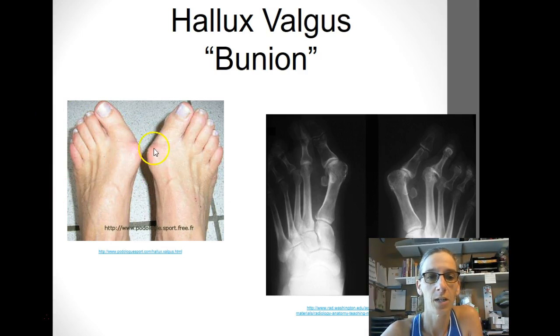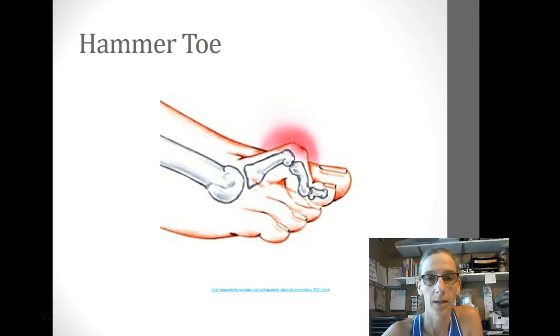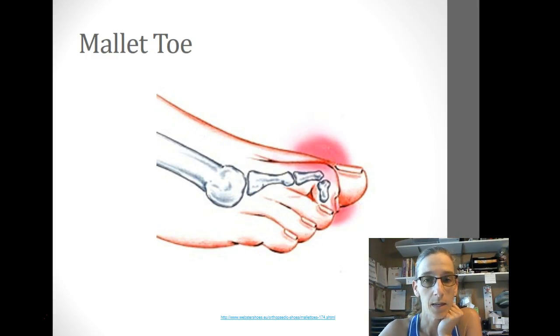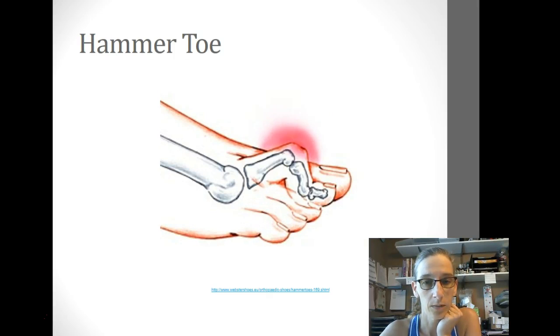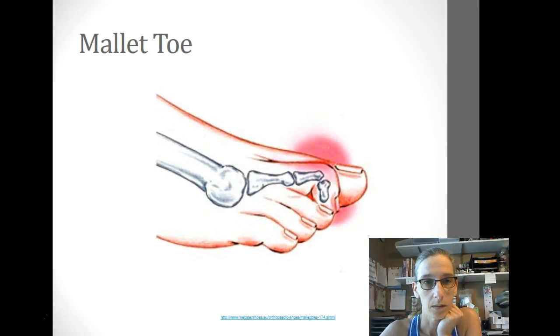So, here's your bunion on your big toe. All right, and here's a picture of it. Here's your hammer toe. Okay, and you can see how this could be uncomfortable in your shoes as well, as you live with these ailments. And here's mallet toe. Okay, hammer toe and mallet toe. Flexion at the proximal and distal interphalangeal joints.